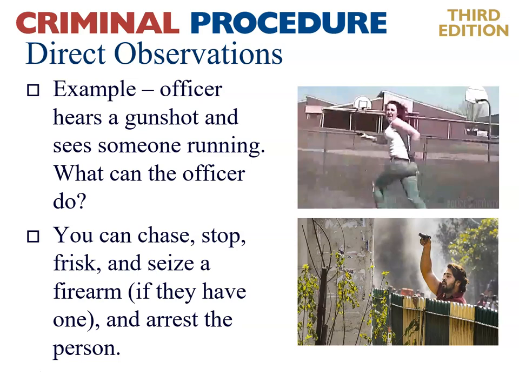So examples again that we put together: an officer hears a gunshot, sees somebody running. What can the officer do? Well, you could do a couple of things. You could chase the individual based on what you saw. You could stop them. You could frisk them based on the fact that you heard the gunshot and it's reasonable to assume the person might have been involved in the criminal activity, therefore they could be armed. If you found a weapon on the individual, you could seize it. And then if you seized the weapon, then of course you could arrest the individual. So you can see how that sequence plays together.